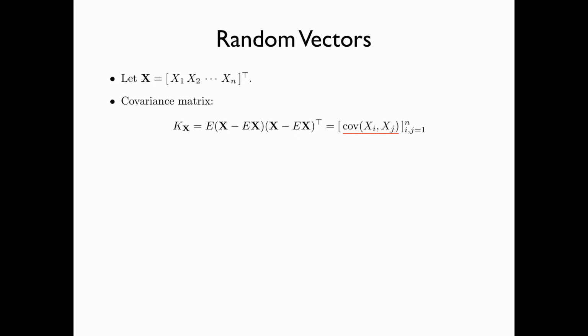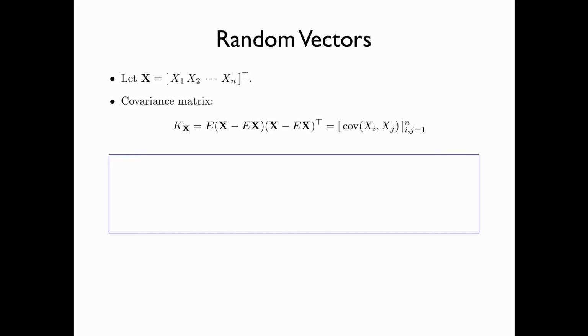We are going to show that the ijth element of this n by n matrix is equal to the covariance of xi and xj. Note that the ith diagonal element, namely covariance of xi and xi, is equal to the variance of xi.